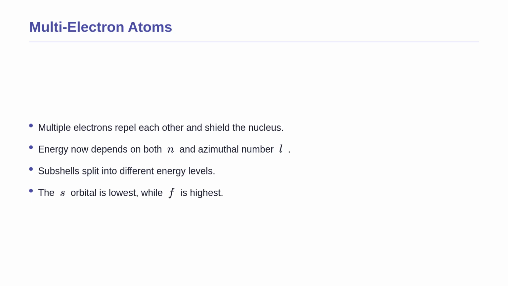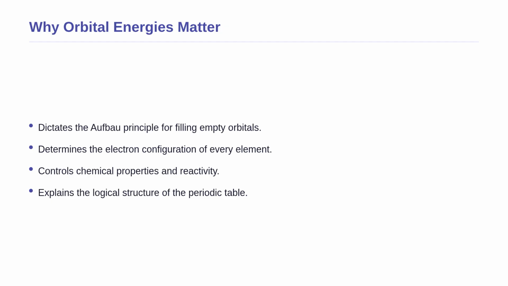Before we look at the math, let us understand why this concept matters in the real world. Understanding the relative energies of orbitals is the absolute foundation of all chemical behavior. It dictates the Aufbau principle, which is the rulebook telling us the exact order in which electrons fill empty orbitals. This filling order determines the electron configuration of every single element on the periodic table. Because an element's chemical properties are controlled by its outermost, highest energy electrons, these energy levels explain everything from why metals conduct electricity to why noble gases are completely unreactive.